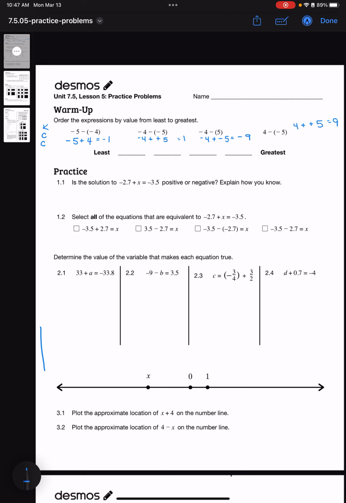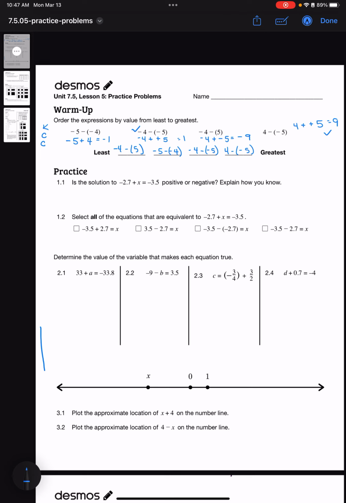So my greatest expression is 4 minus -5, which was 9. Then -4 minus -5, which was 1. Then -5 minus -4, which was -1. And -4 minus 5, which was -9.